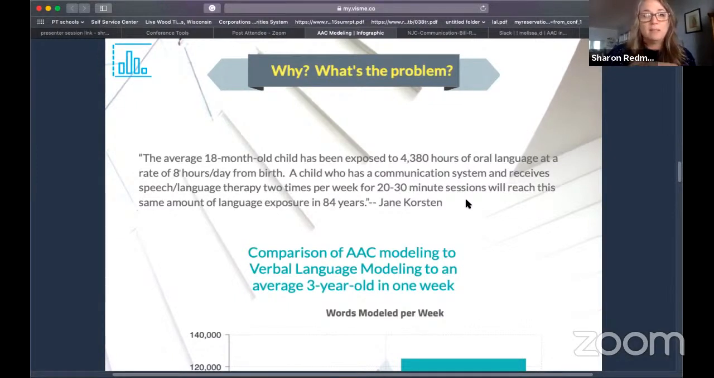20 to 30 minutes in a speech room is not where this should be happening. It should be happening in our classrooms. It should be happening on the playground. It should be happening in the hallway, in the lunchroom, on the bus, at home. We should be modeling everywhere in all communication functions.